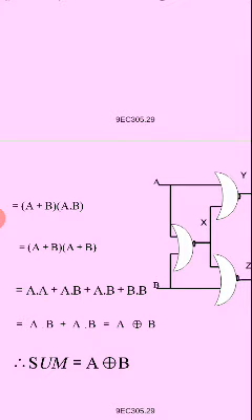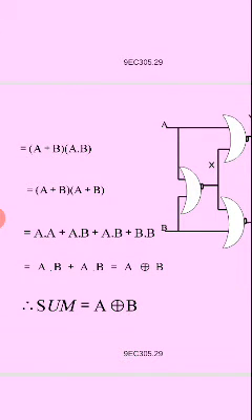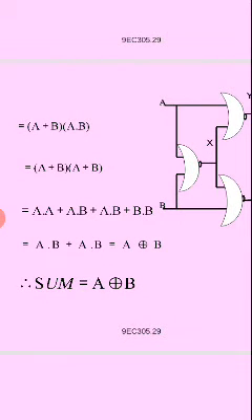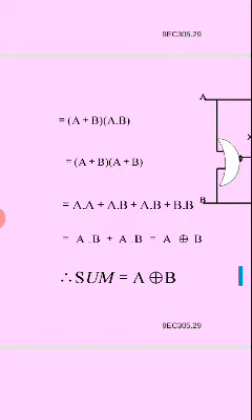Now that equals (A plus B) into (A dot B), equal to (A plus B) into (A plus B), that is equal to A dot A plus A dot B plus A dot B plus B dot B. That equals A dot B plus A dot B, which is A exclusive OR B. Therefore, sum equal to A exclusive OR B.